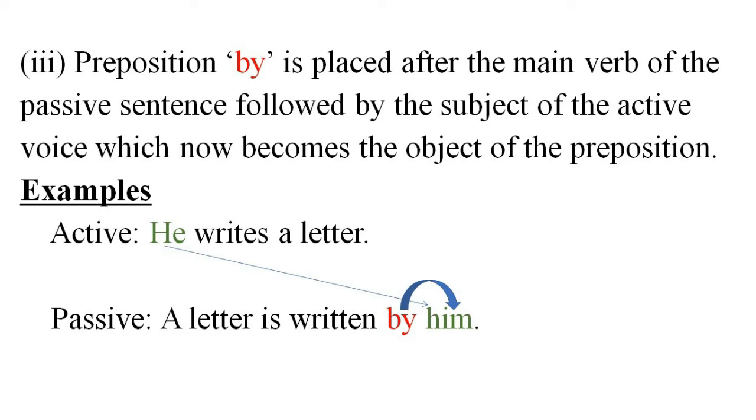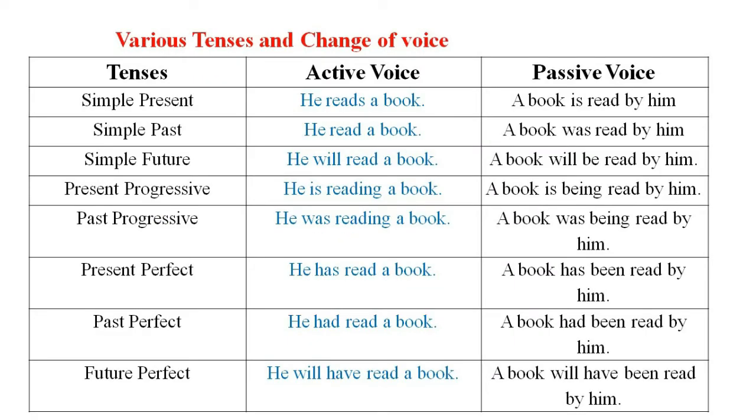Here you see that "he," the subject in the active voice, is used in the place of the object in the passive voice, and just the keyword "by" is used. So I hope that you have understood. Now let's see various tenses and the change of voice of these sentences.